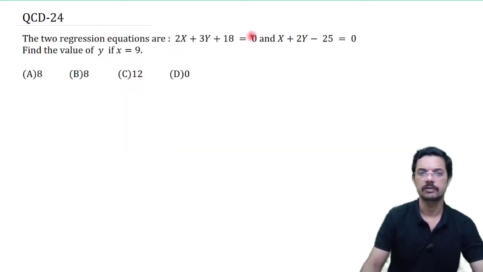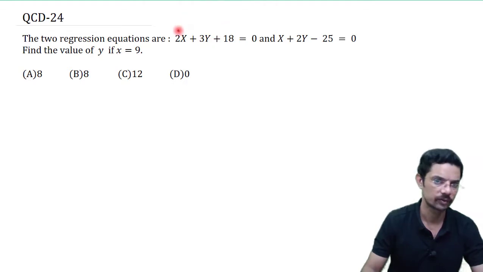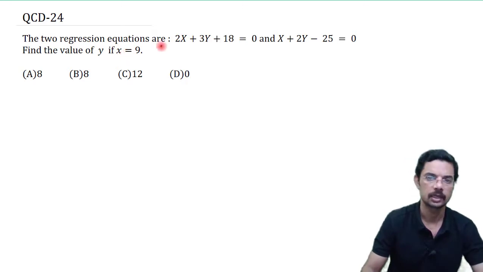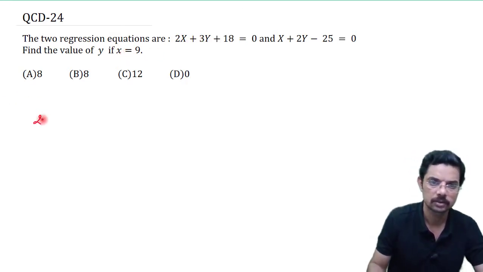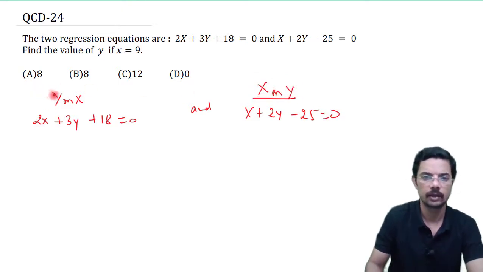So question number 24. Two regression equations are given to you. Find the value of y if x is equal to 9. That is, we need to identify the regression coefficient of x on y and y on x, and put the value of x into that. First, let us consider 2x plus 3y plus 18 equal to 0 as the regression equation of y on x, and let us consider x plus 2y minus 25 equal to 0 as the regression equation of x on y.